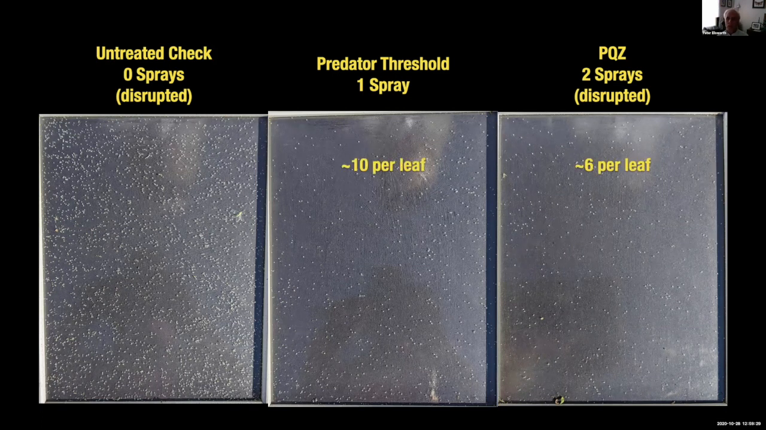Well, in fact, our counts show it to be about 6 per leaf here in PQZ and about 30 per leaf, which is astronomically high, in the untreated check. And the predator threshold, when it finally broke, was at 10 per leaf, and we did in fact go ahead and spray, and I elected to use Sivanto Prime at 14 ounces in that treatment.